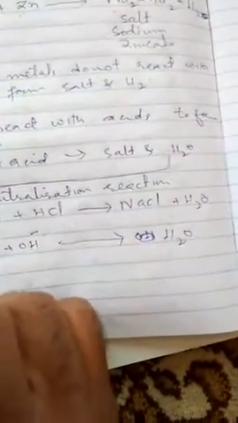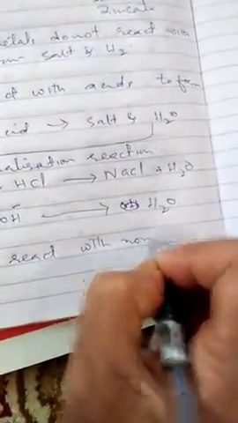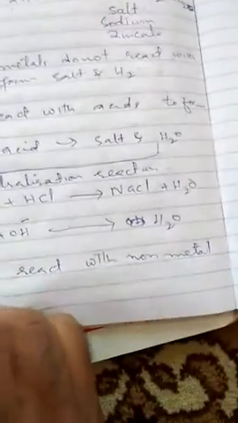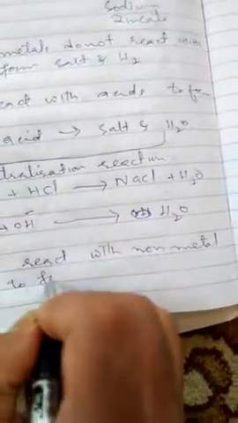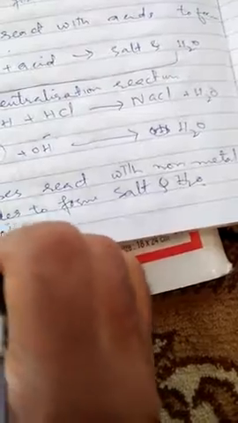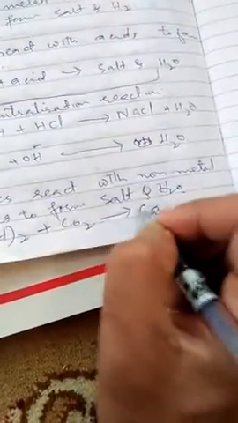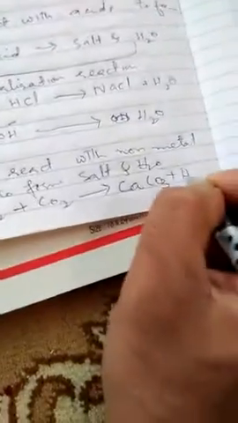Seventh, bases react with non-metal oxides to form salt and water. For example, calcium hydroxide, which is a base, reacts with a non-metal oxide to form salt plus water. These are the properties of bases.